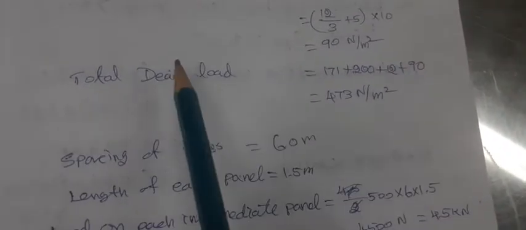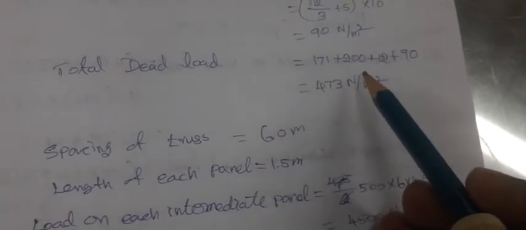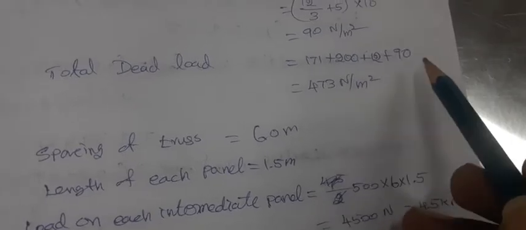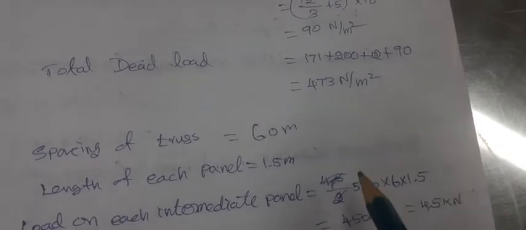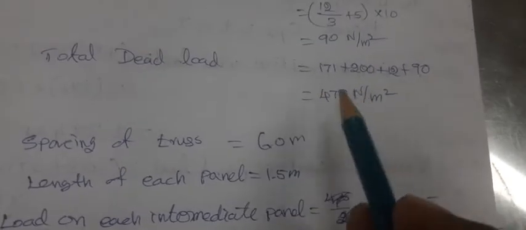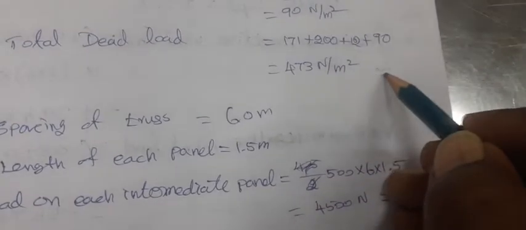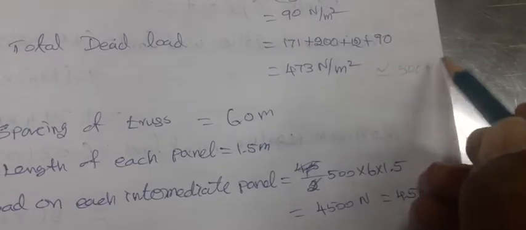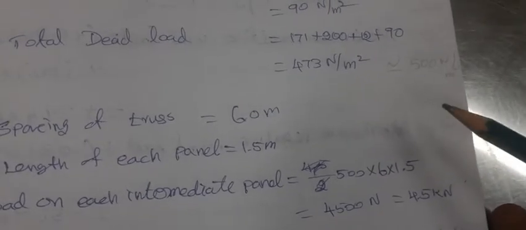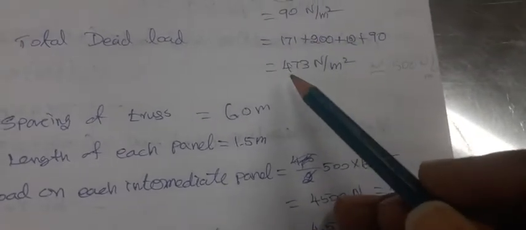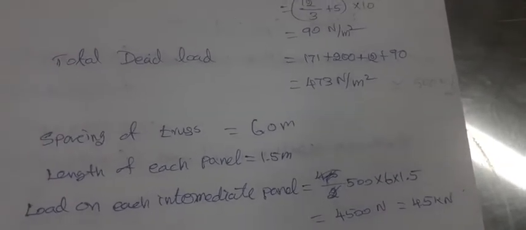all the dead loads. The total dead load is 171 for the AC sheet, 200 for the weight of the purlin, 12 for the weight of the bracings, and 90 for the weight of the roof truss. Adding it, its value comes to 473 Newton per mm square. 473 is a small value, so let me assume it is more or less equal to 500 Newton per mm square for easier calculations. So I am using 500 after that.